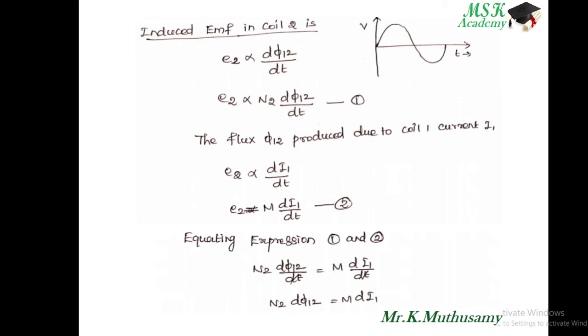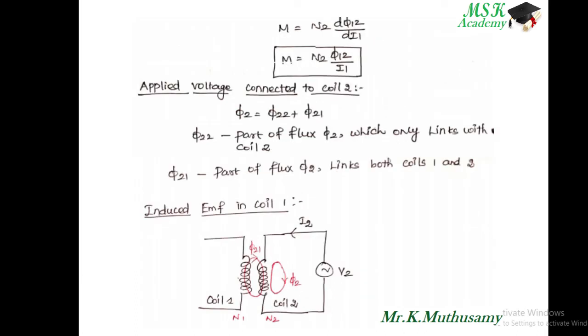I equate the first two equations. N2 into d phi 12 divided by dt is equal to M into di1 divided by dt. The denominator values are equal, so I cancel the dt terms. N2 into d phi 12 is equal to M into di1. I calculate the mutual inductance value M equal to N2 into d phi 12 divided by di1. When we apply alternating voltage to coil 1, we find the EMF produced in coil 2. That time the mutual inductance M is equal to N2 into phi 12 divided by I1.